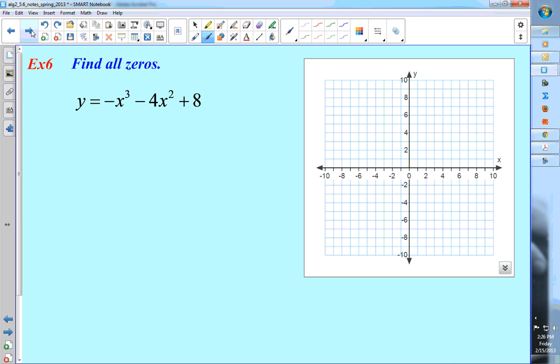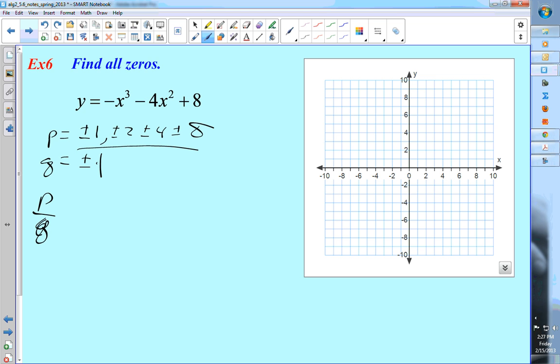Okay? This one says find all the zeros. What's on your P list? So that's not too bad, and on the Q list it's even better. We love it when leading coefficients are ones. So then you only have plus or minus 1. So your P over Q list is just the P's.